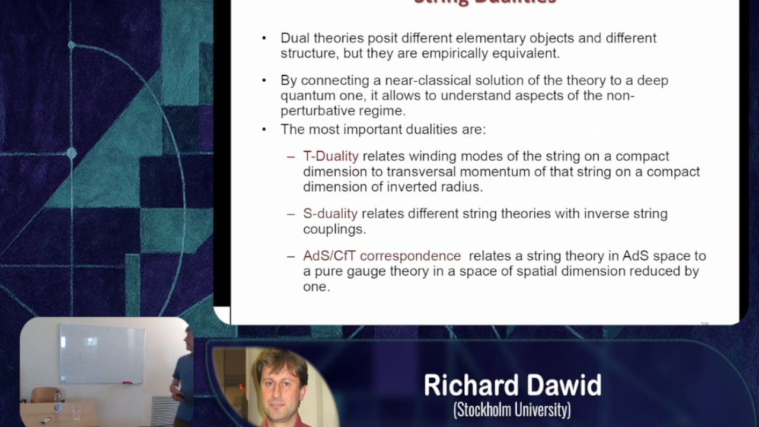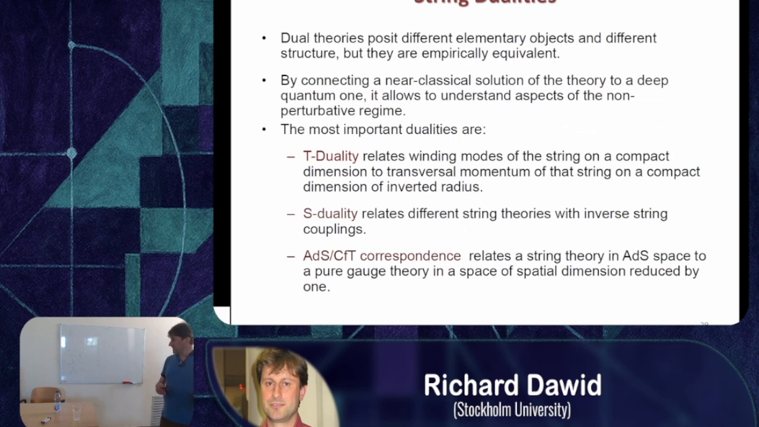And the two crucial dualities that then connect all types of string theory that can be built in 4 dimensions or in 10 dimensions are T-duality, that relates winding modes of a string on a compact dimension to transversal momenta of that string on a compact dimension of inverted radius, and does also some other stuff. And the second important duality is S-duality, that relates different string theories: one string theory to a string theory with inverse string coupling. And this web of dualities then also points at what is called M-theory, in order to complete this web of dualities.